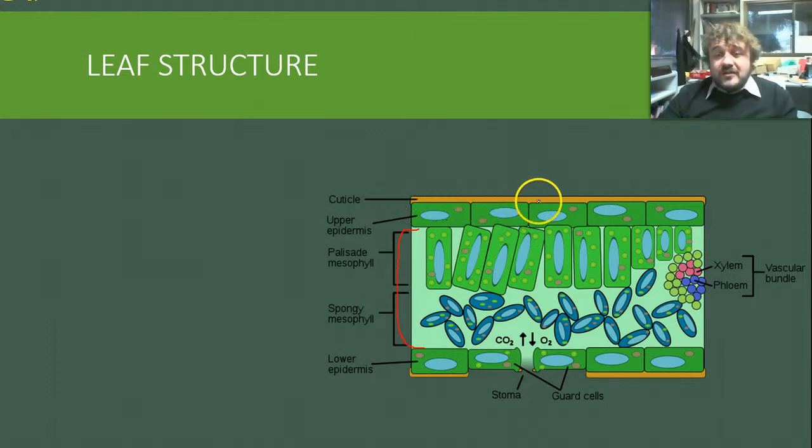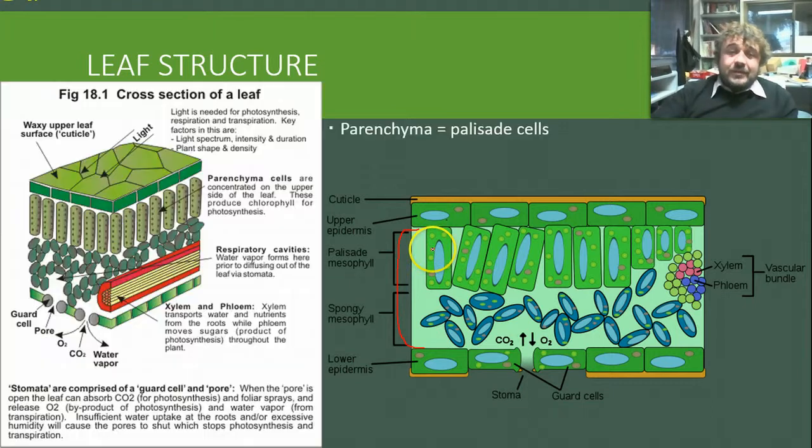You have a cuticle along the top, which is not a cellular layer, just a waxy layer kind of thing. Then you have the upper epidermis, meaning the skin, and you've got the palisade mesophyll. Palisade mesophyll, also known as the parenchyma cells, and the palisade cells. That is where photosynthesis happens. So if we have a quick look here, you can jot these notes down. We've got the waxy cuticle here, the parenchyma cells, which is where photosynthesis happens.